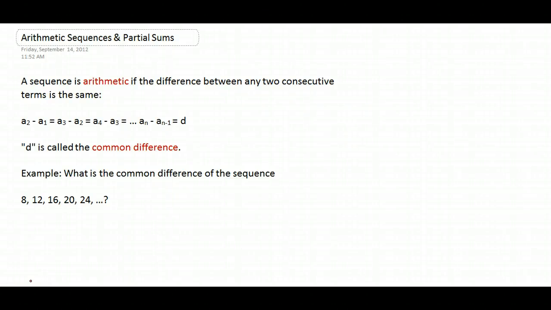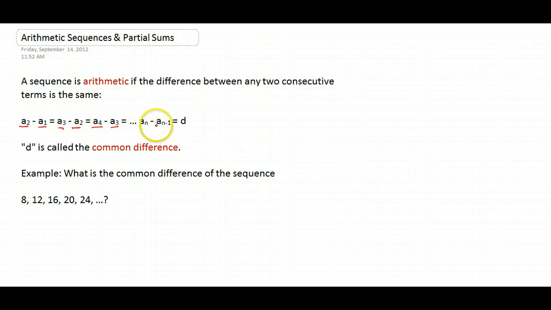Okay, in this screencast, we're going to talk about arithmetic sequences and partial sums. A sequence is arithmetic if the difference between any two consecutive terms is the same. So that means that if I take the second term and subtract the first term from it, I get a number. And if I take the third term and subtract the second term from that, I get the same number. If I take the fourth term, subtract the third term, I get the same number, and so on and so on.